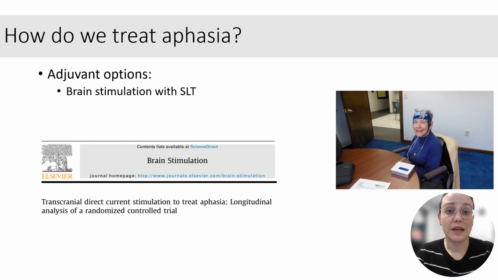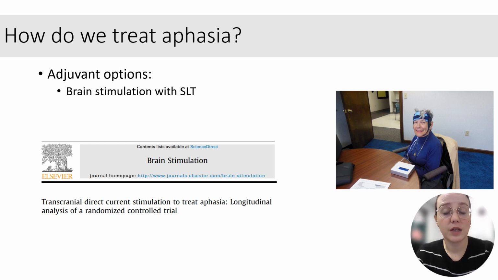While speech therapy is absolutely the gold standard for treating aphasia across all the time courses of aphasia from acute to chronic, there are some new options that are being made available and being evaluated. We call these adjuvant options, or additional options, that should coincide with speech therapy. So these are not meant to be done alone without doing speech therapy. They're meant to add on to the effectiveness of speech therapy.